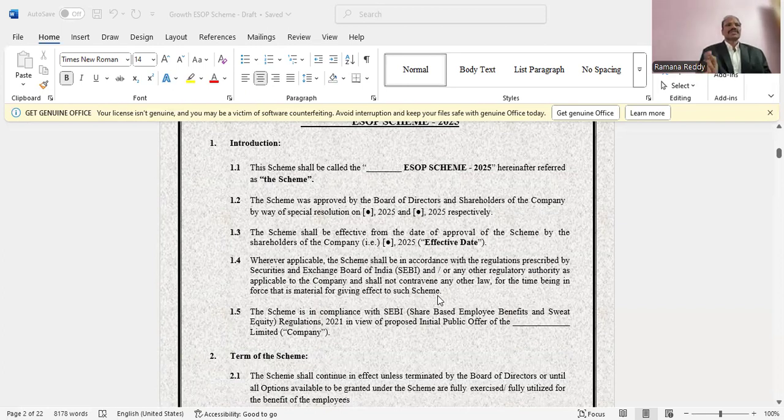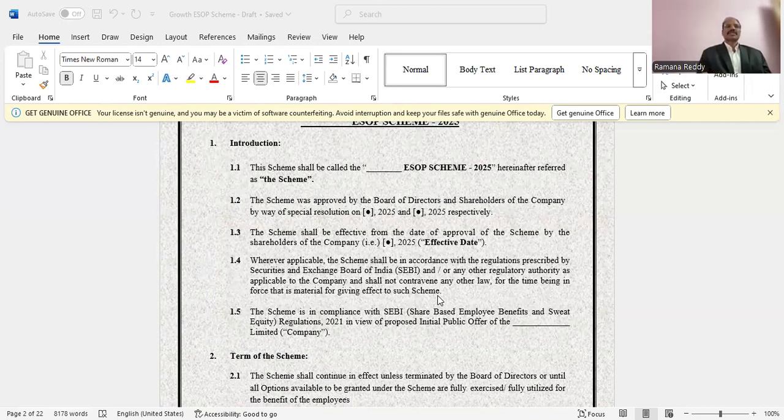Wherever applicable, the scheme shall be in accordance with the regulations prescribed by the Securities and Exchange Board of India or any other regulatory authority as applicable to the company, and shall not contravene any other law for the time being in force. Why are we going to SEBI? Because the scheme which we are drafting is for the company's proposed IPO or for a listed company.